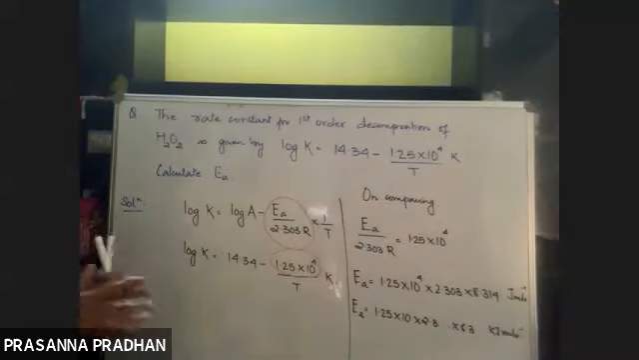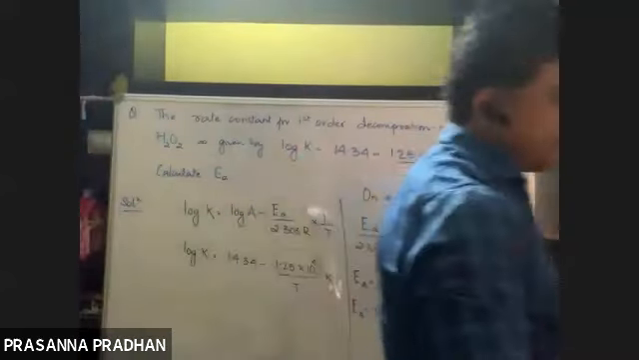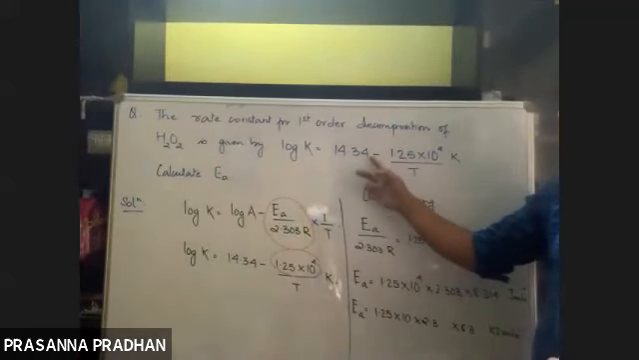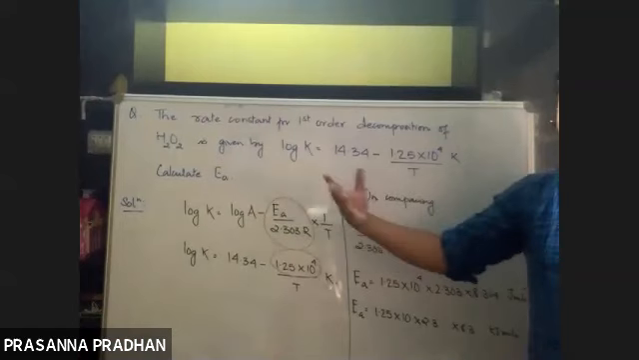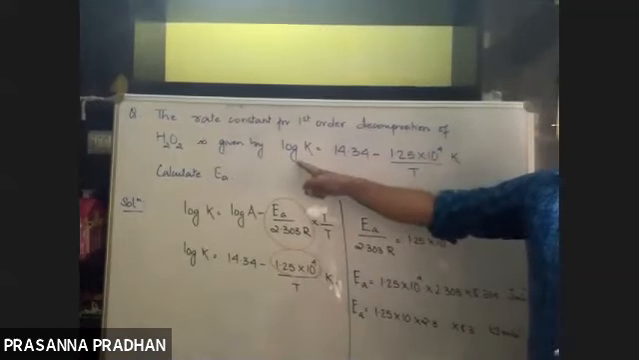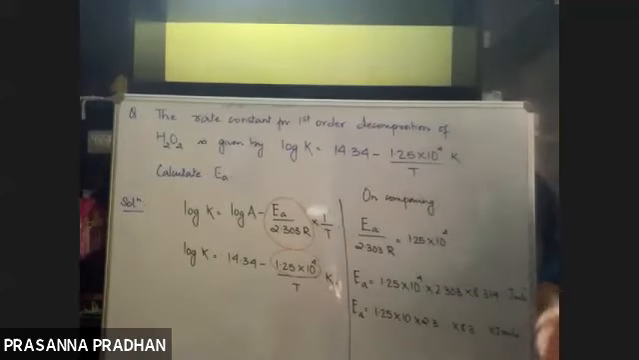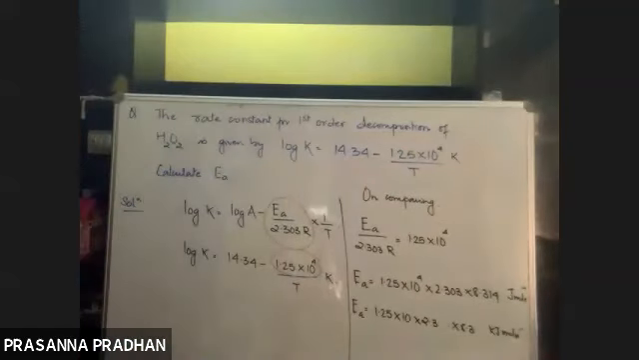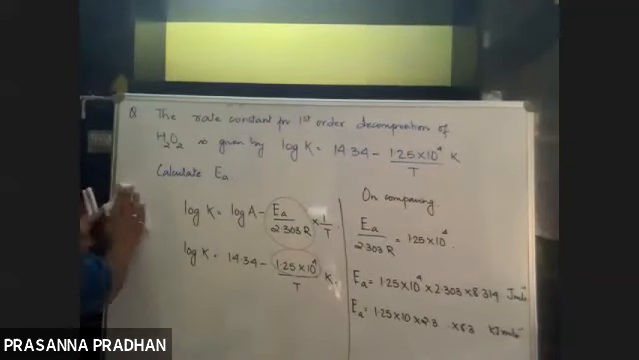So these are the two types of problems, comparison problems. A form of equation will be given, and you have to compare with the Arrhenius equation. Which form of Arrhenius equation? This is the log form of Arrhenius equation. The earlier problem was a simple Arrhenius equation. You need to just compare the values. Fine. I hope this is understood.